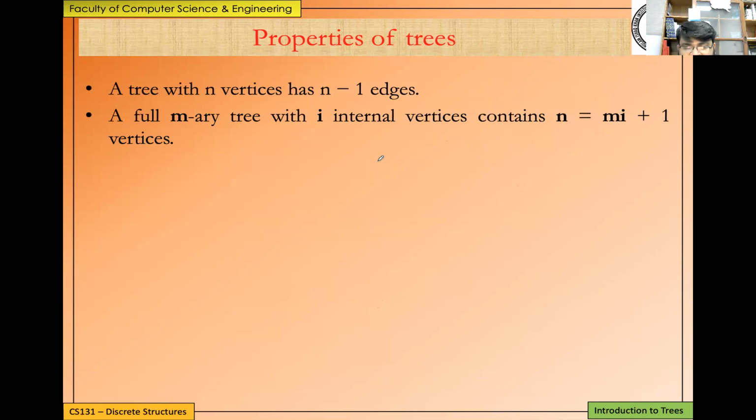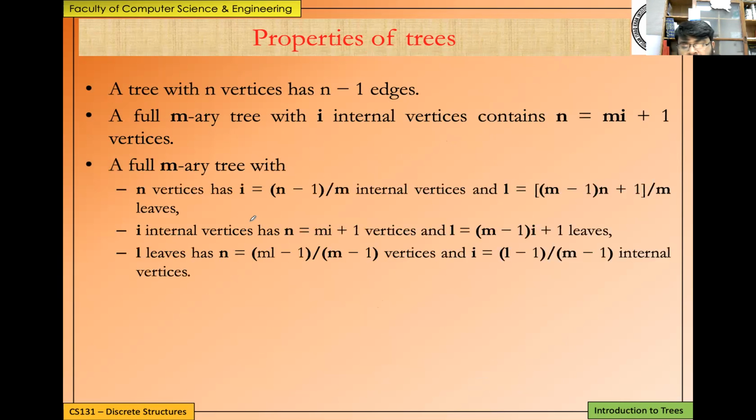And since this is a complete or full m-ary tree, then it must contain n = m·i + 1 vertices in total. A full m-ary tree with n vertices has i = (n-1)/m internal vertices, and l = ((m-1)·n + 1)/m leaves. With i internal vertices it has n = m·i + 1 vertices, and l = (m-1)·i + 1 leaves.